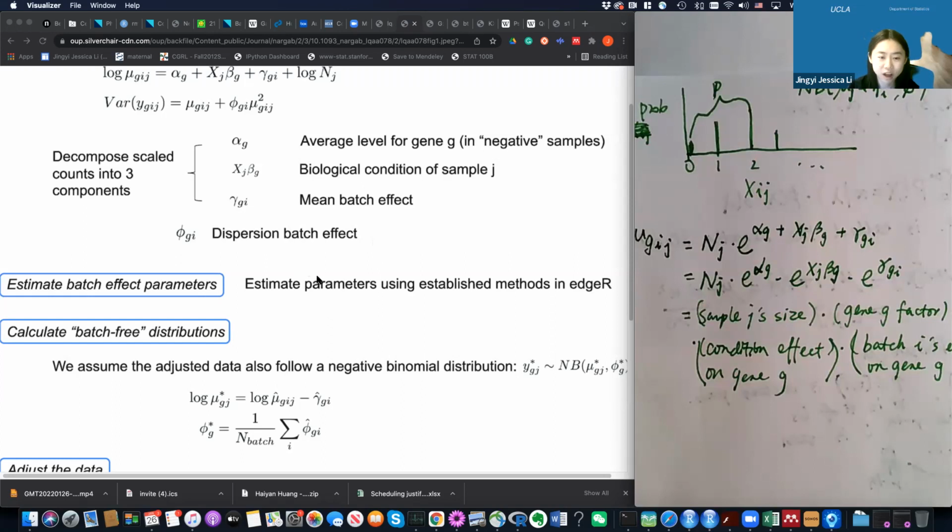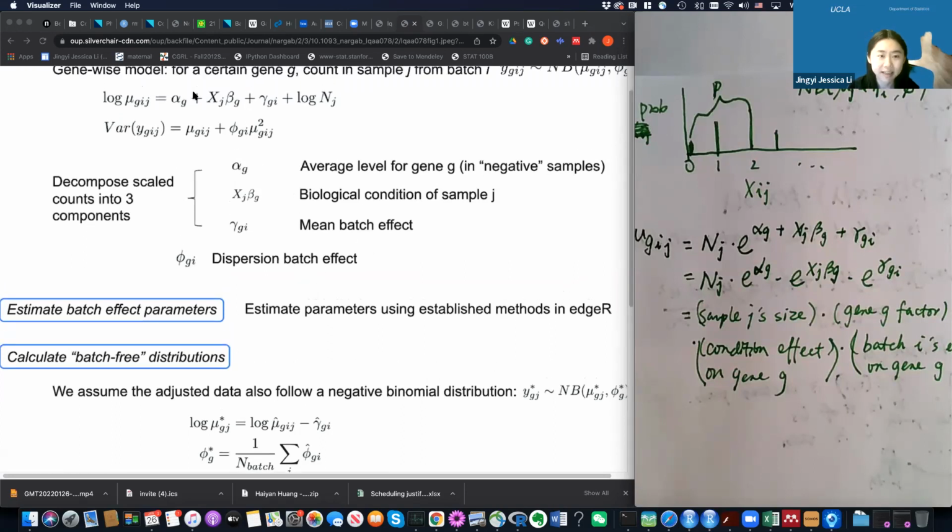So let's assume all the parameters are estimated. Then how would you change your negative binomial parameter? It will be this estimated mu Gij, called mu Gij hat, minus the estimated batch effect, gamma. All the other things, like the gene-specific factor, are correct, so we don't need to correct those. Only the batch effect is the thing we want to remove. That's why this method removes this part by doing this simple subtraction.